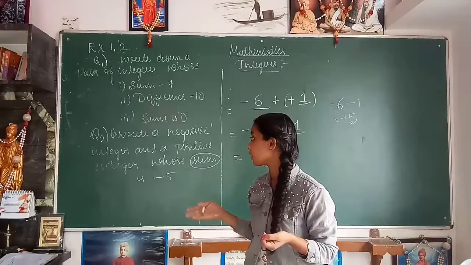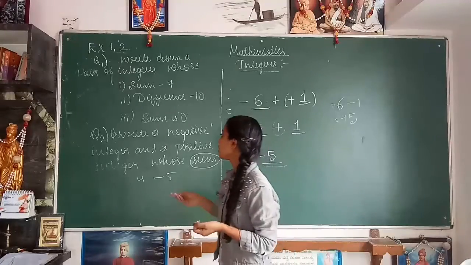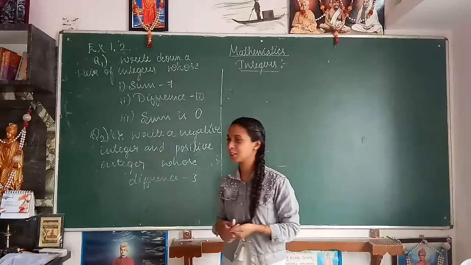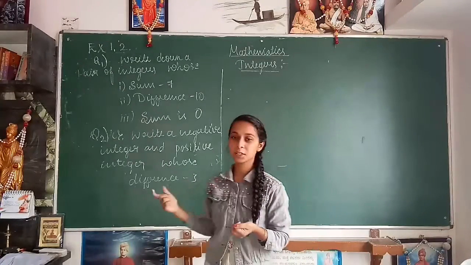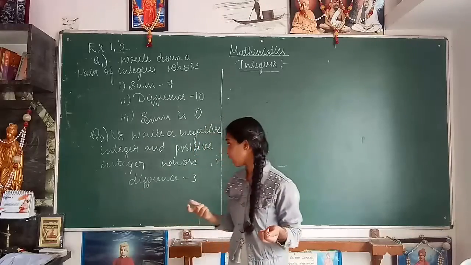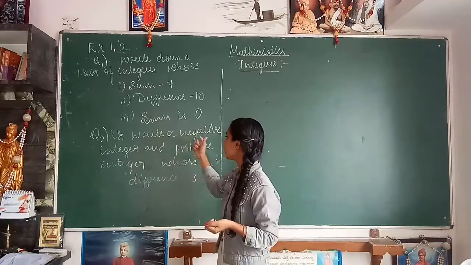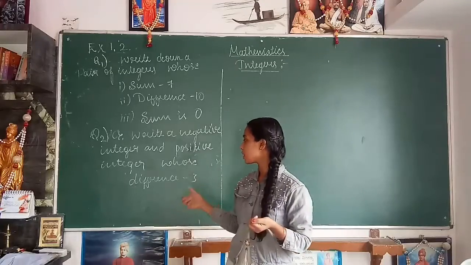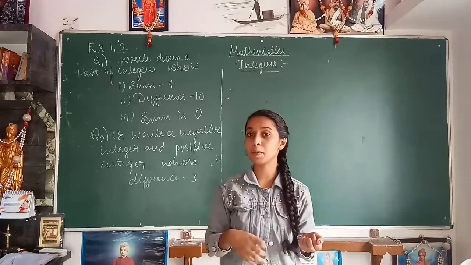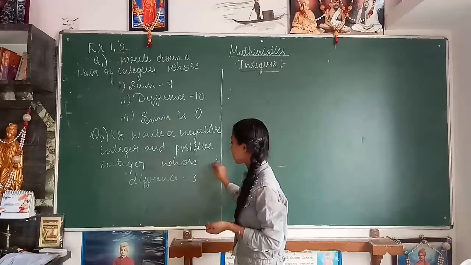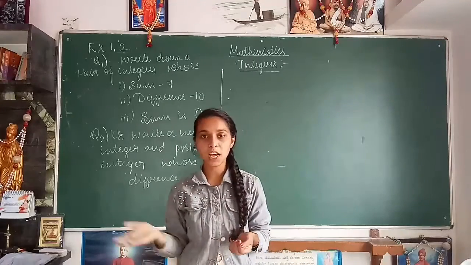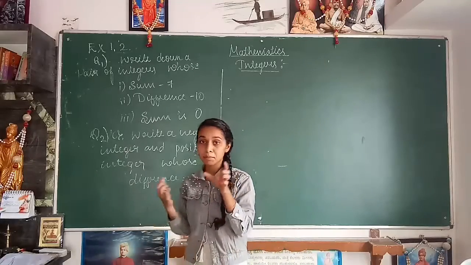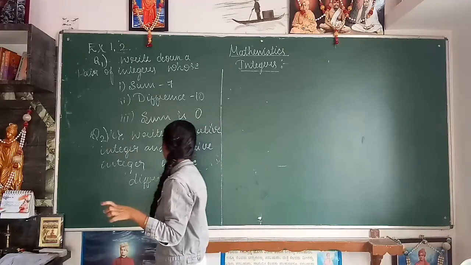So then, we can move on to sub question C. Let us look at sub question C. Okay students, shall we move on to sub question C? What is sub question C? Write a negative integer and a positive integer whose difference will be -3. The previous question was also like this, right? In that question they asked for the sum, here they have asked for the difference.